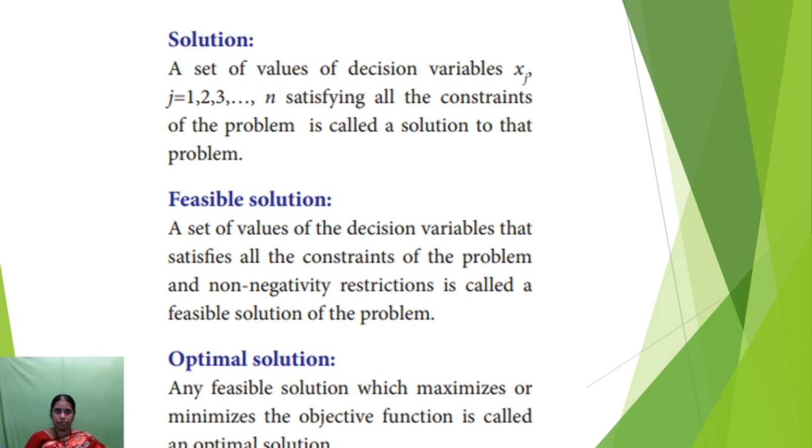First, feasible solution. The set of values of the decision variables that satisfies all the constraints of the problem and the non-negativity restriction is called a feasible solution of the problem. Next, optimal solution. Any feasible solution which maximizes or minimizes the objective function is called an optimal solution.